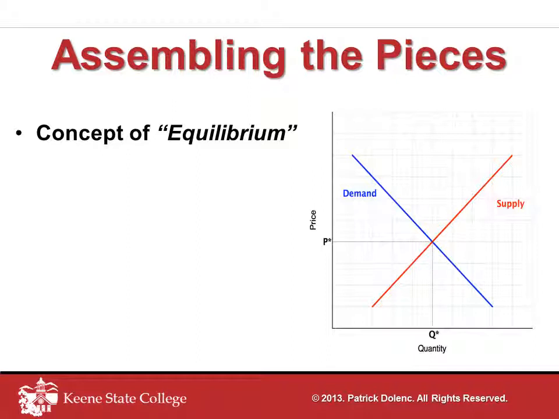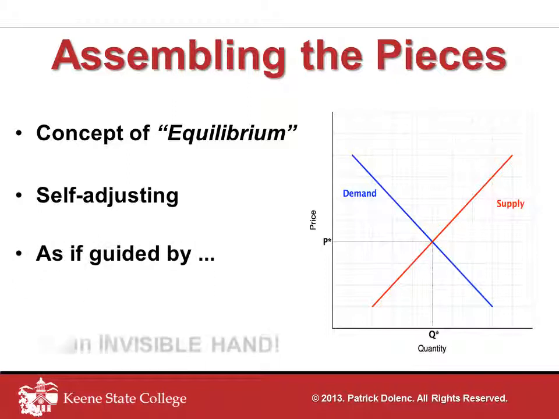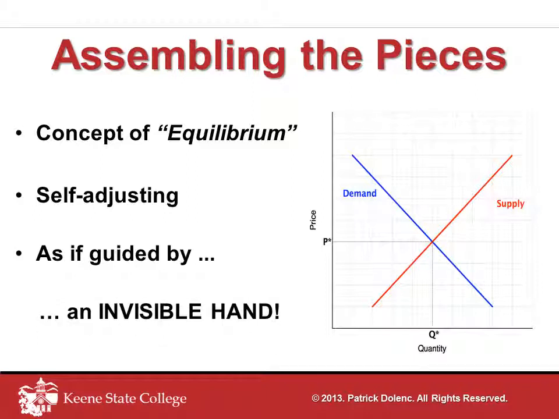Notice in this story that all of that movement was achieved not through any conscious effort of some central organizing entity, but through the self-interested decisions of individual consumers and producers. This self-adjusting quality is very important because it suggests that the movement to equilibrium happens as if guided by, you guessed it, as if guided by an invisible hand.